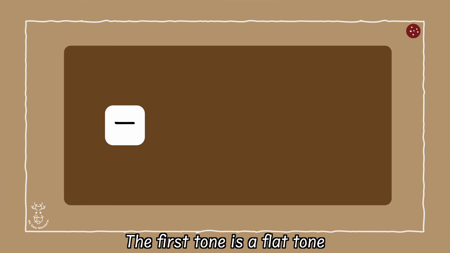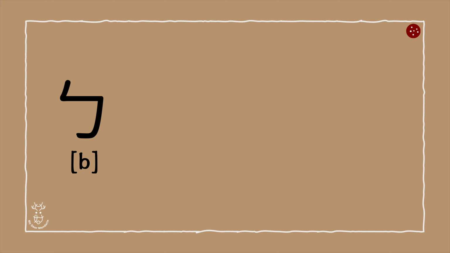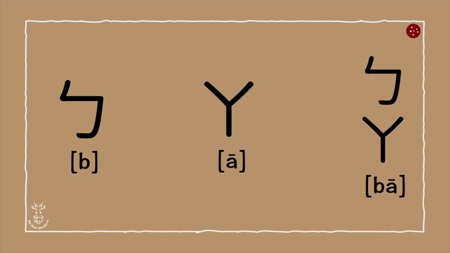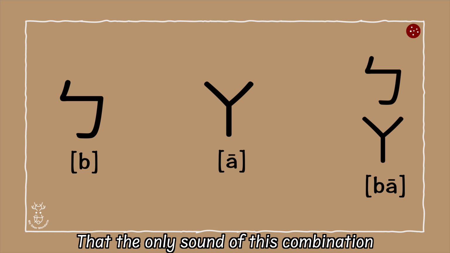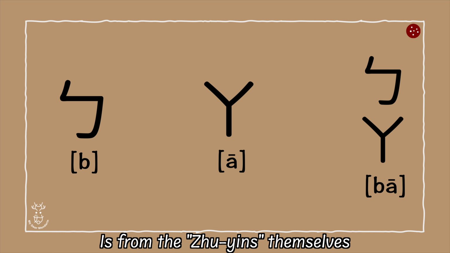The first tone is a flat tone, which means it doesn't have a particular sound to it. For example, B, A, Ba. You can see from this example that the only sound of this combination is from the Zhu-yins themselves.